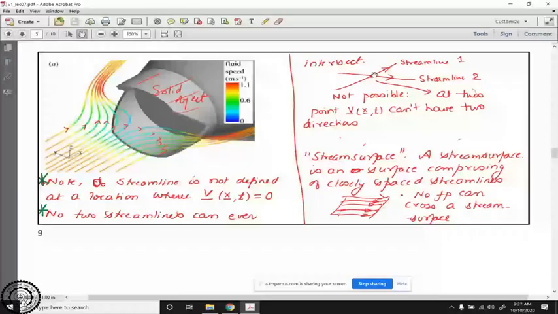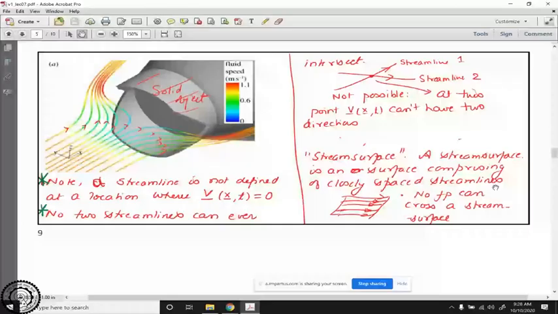All these are for visualization of the flow field, or visualization of the kinematics of fluid motion. First is the streamline. Sometimes we use what is called a stream surface, which is a surface comprising closely spaced streamlines. If you put streamlines very close to each other, then you start getting a surface. It's just for enhanced visualization of the flow field.